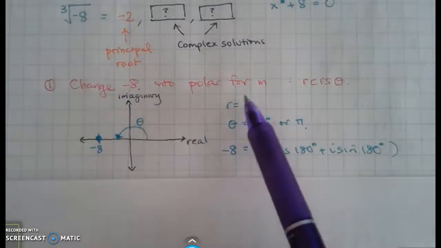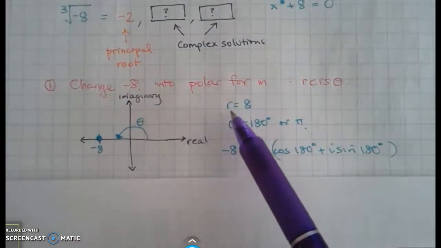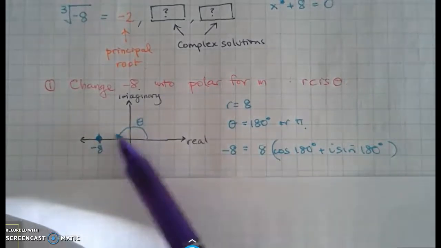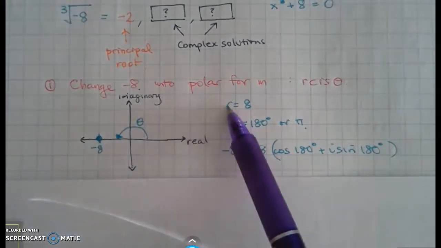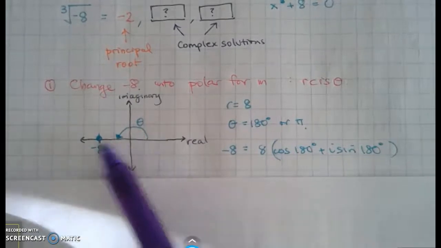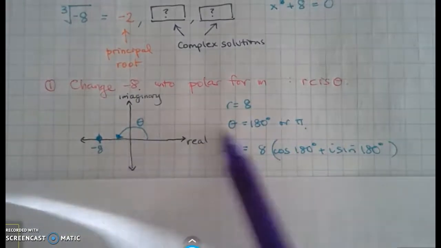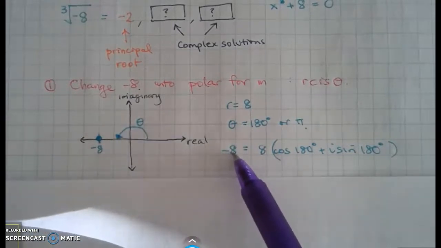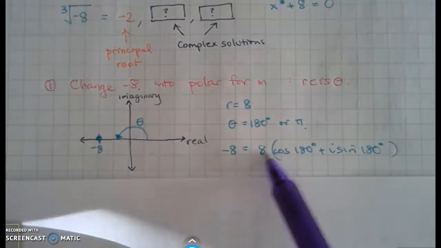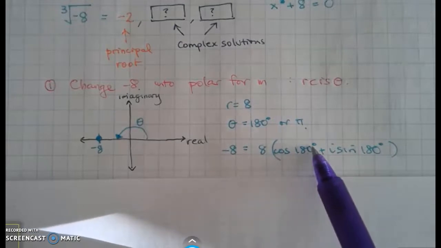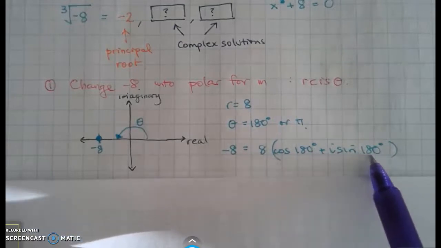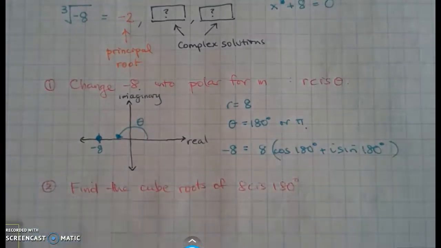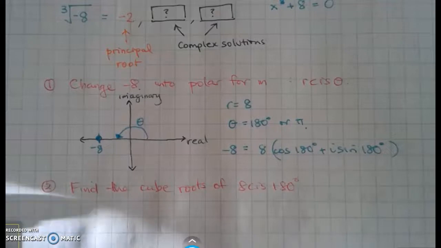Where we left off, we just found the polar representation of -8. For -8 in the polar plane, the radius is equal to 8 because it is 8 units from the origin. Theta for -8 is going to be 180 degrees. So -8 represented in polar form is going to be 8 multiplied by cosine of 180 degrees plus i sine of 180 degrees.